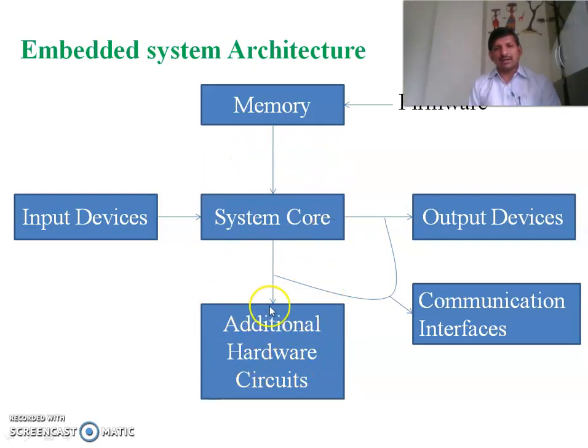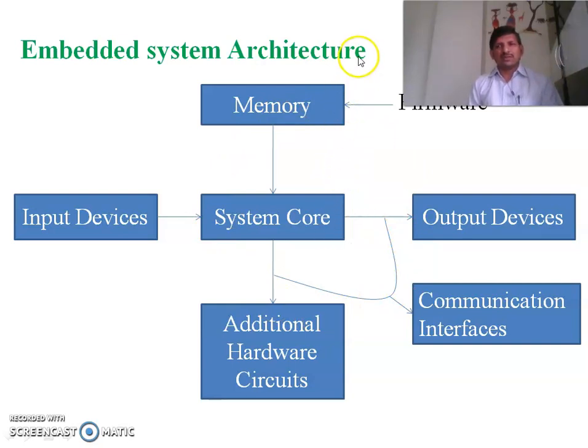For connecting all these things, means transferring the data from processor to memory or memory to processor, or processor to input devices or input device to processor, or system core to output devices or system core to additional hardware, it contains communication interfaces which provide the communication among all these devices.